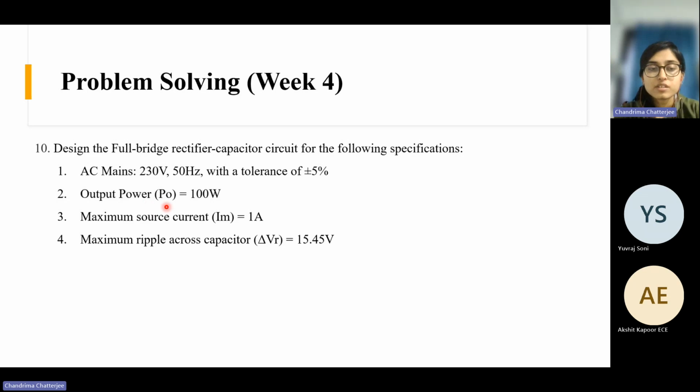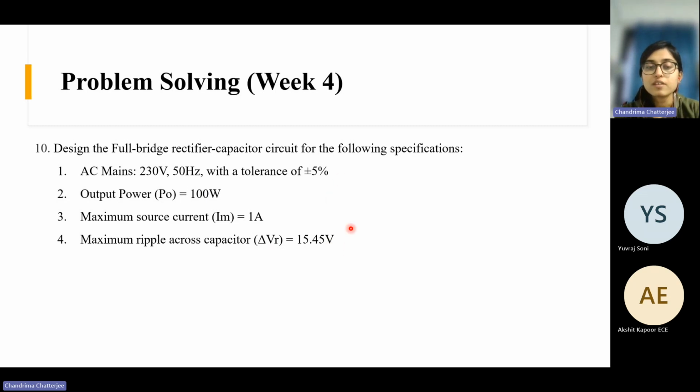Another data given is the output power. This is the power that should be delivered to the load, 100 watt. Next data is the maximum source current. The current that will be drawn from the input source, the maximum value of that current is 1 ampere. Another thing is the maximum ripple across the capacitor. Even though we have given a capacitive filter, the voltage will not be perfectly DC. There will be some small ripple in the voltage, and that ripple is 15.45 volt.